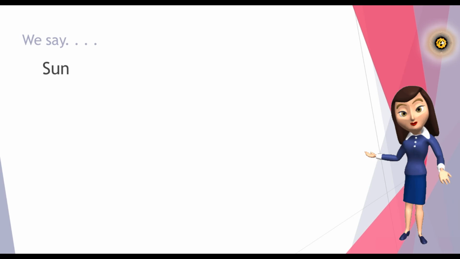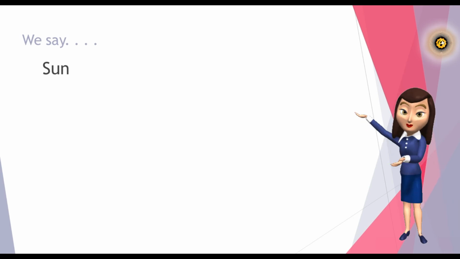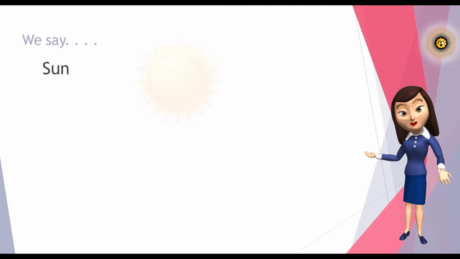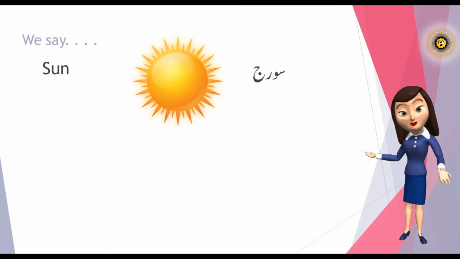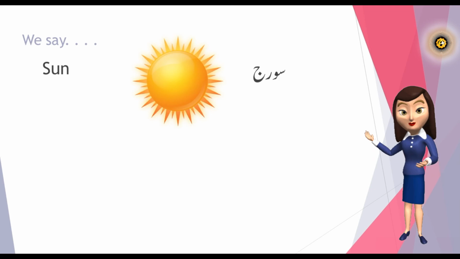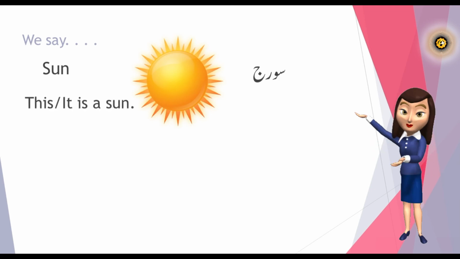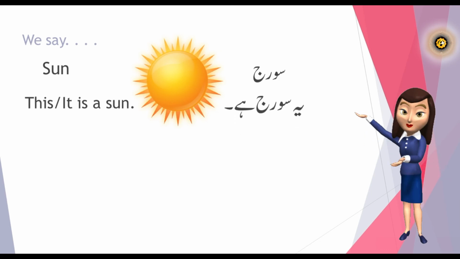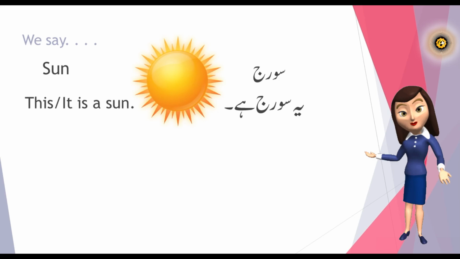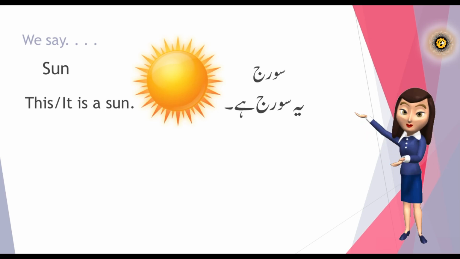Alright, now we say sun. I hope you do remember the word sun from your previous lesson. In English we say sun, and in Urdu it is Suraj. Then we say it is a sun or this is a sun. And this sentence in Urdu is ye Suraj hai, and ye ek Suraj hai.